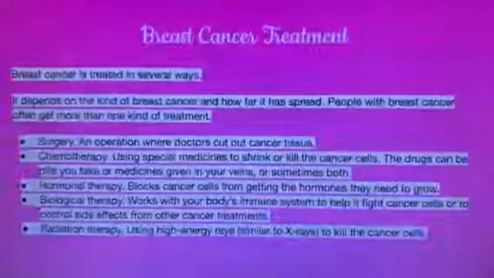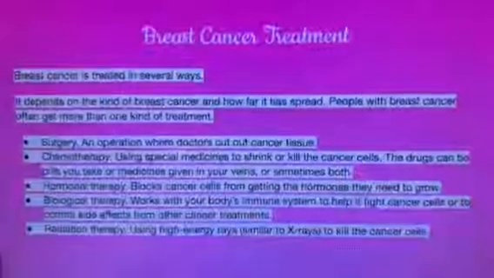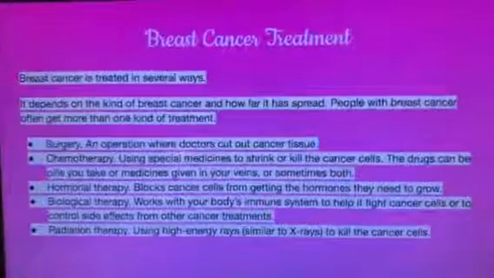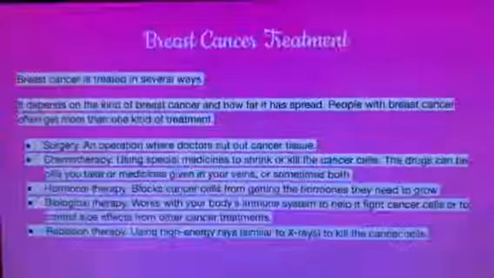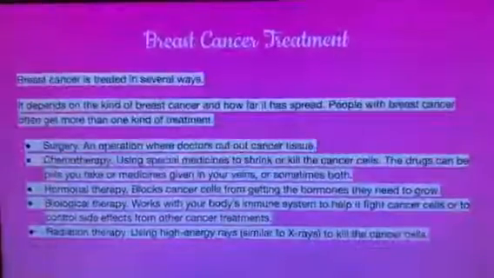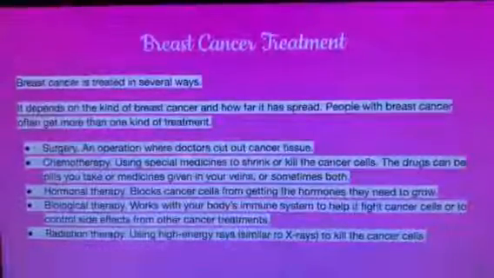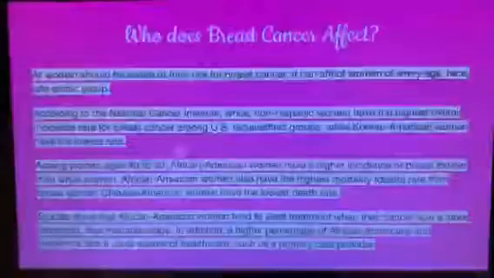Hormonal therapy, which blocks cancer cells from getting the hormones that they need to grow. Biological therapy, which works with your body's immune system to help it fight cancer cells or to control side effects from other cancer treatments. And finally, radiation therapy, which uses high-energy rays similar to X-rays to kill the cancer cells.